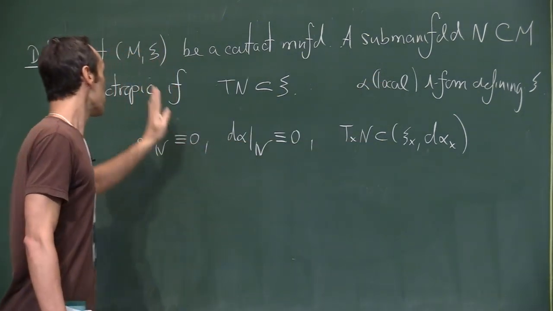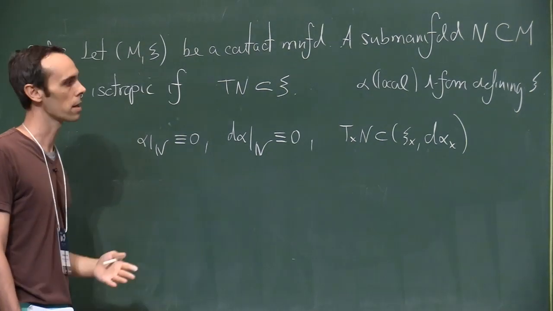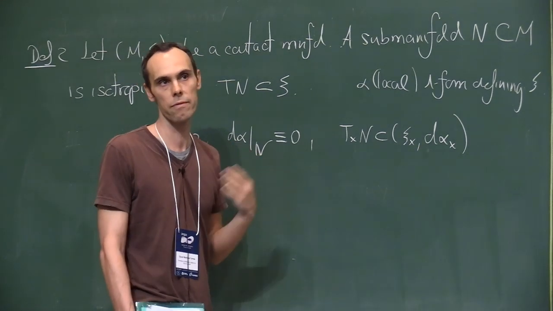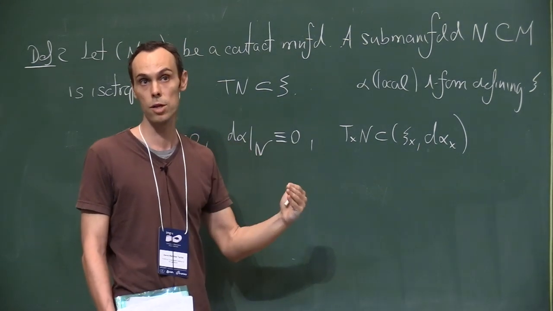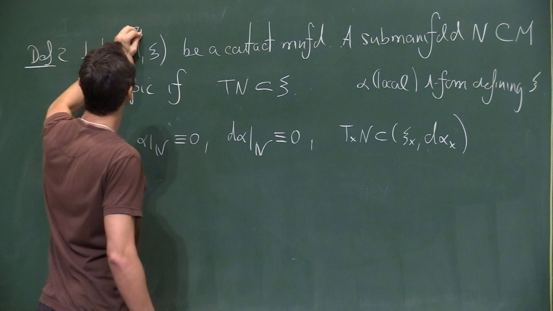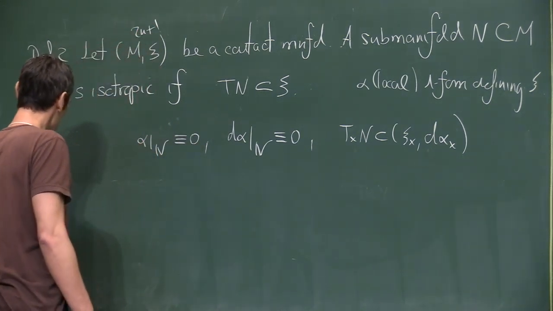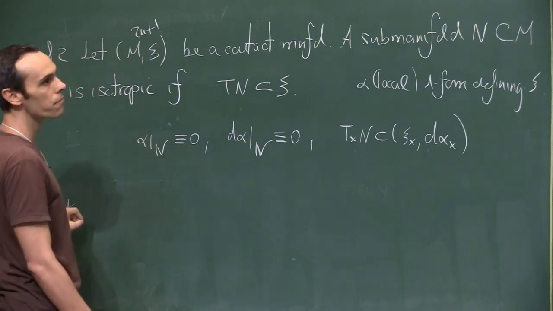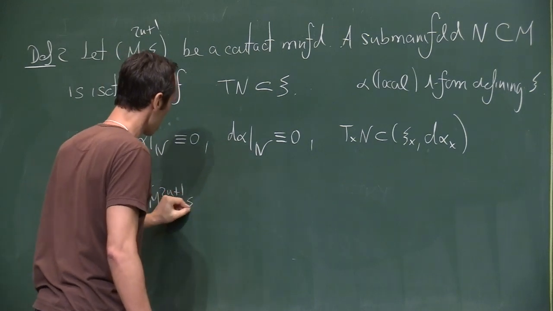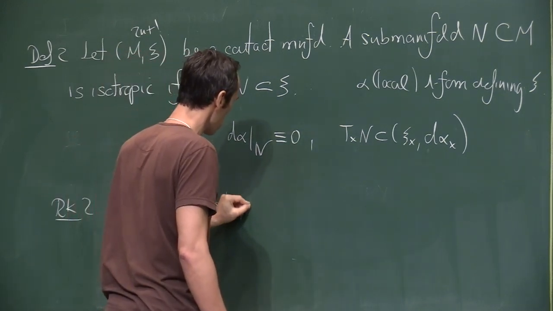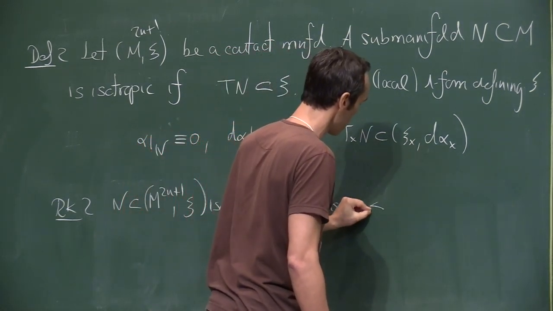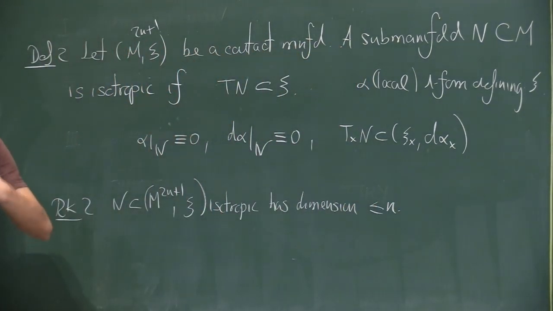So all in all, these isotropic submanifolds turn out to define linearly isotropic subspaces of this symplectic distribution. In particular, if you know a little bit about the limitations in dimension that you have in symplectic geometry, you know that these isotropic submanifolds can have dimension... Well, let me just put here another remark. N isotropic has dimension less or equal than half of the dimension of the symplectic distribution.